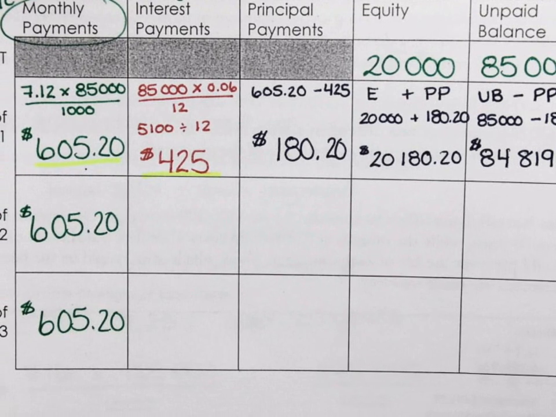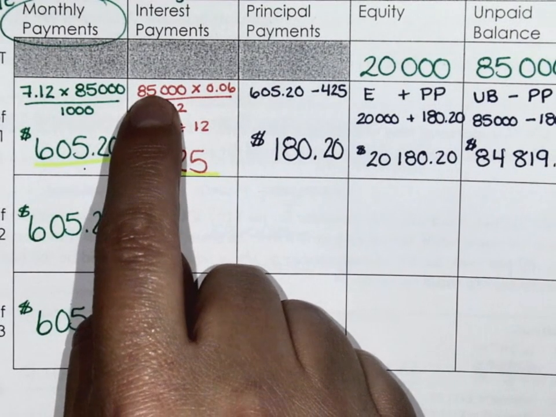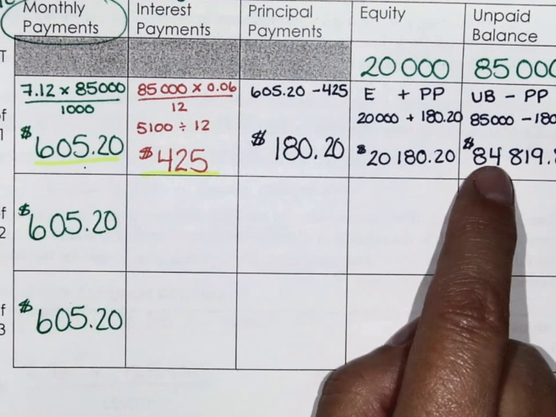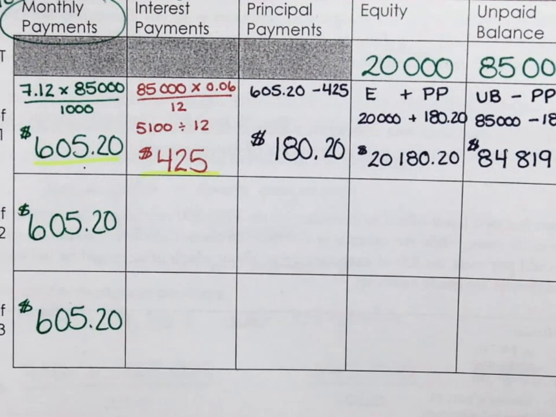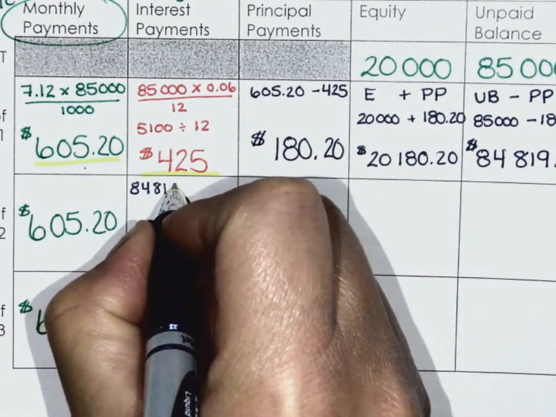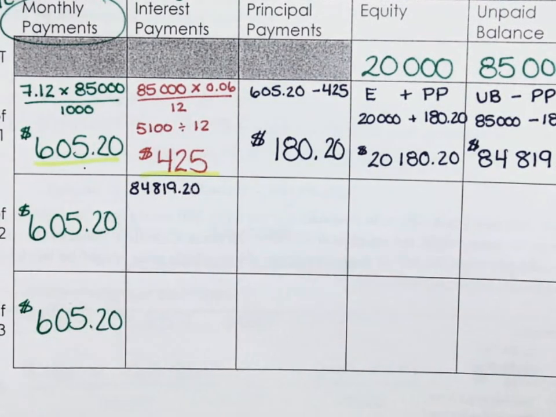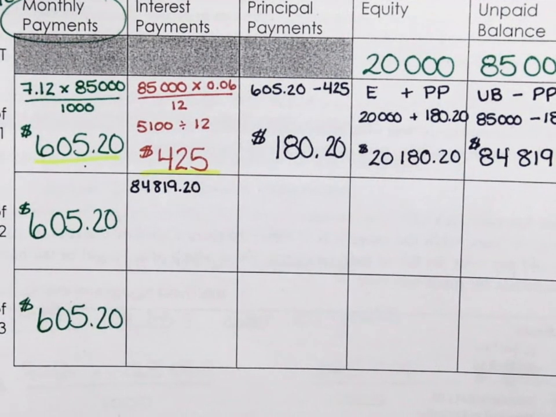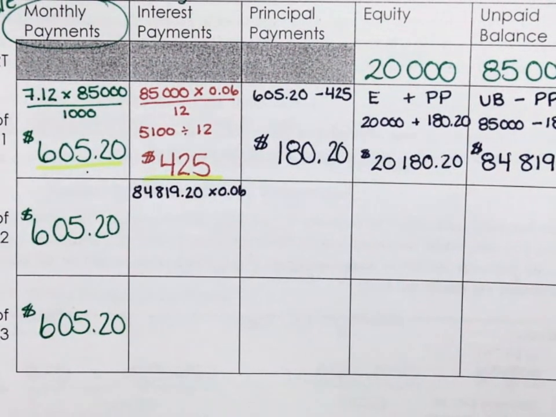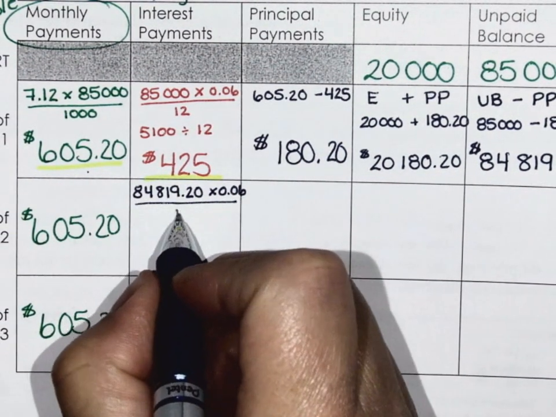Okay, so here we go again. This is kind of where it gets a little bit confusing. Here you owed $85,000. Do we owe $85,000 after the first month? No, we owe $84,819.80. So when we go to calculate the interest, you've got to use $84,819.80 because you don't owe the 85 anymore. You owe less than that. Times it by your interest rate because it's fixed, so it's 0.06, and we're going to divide by 12.